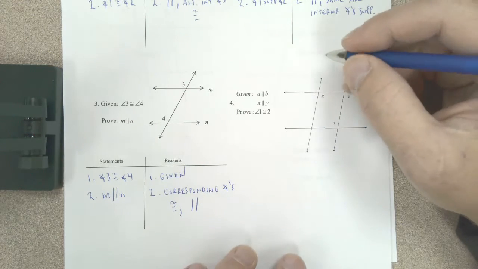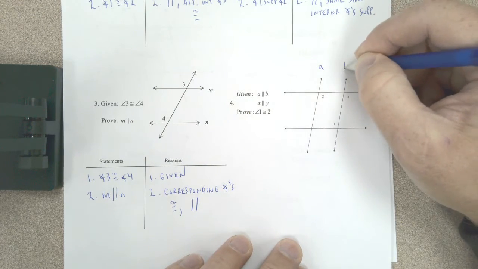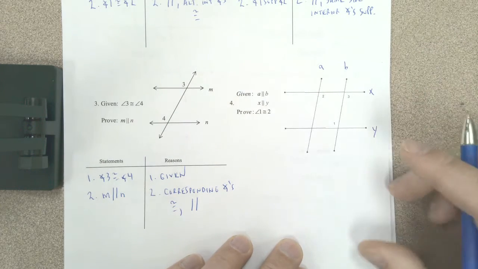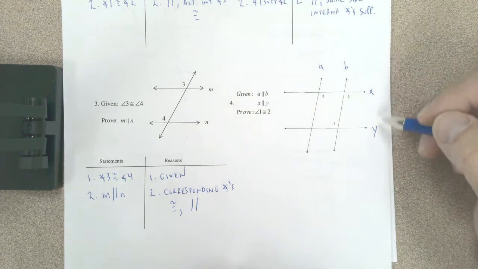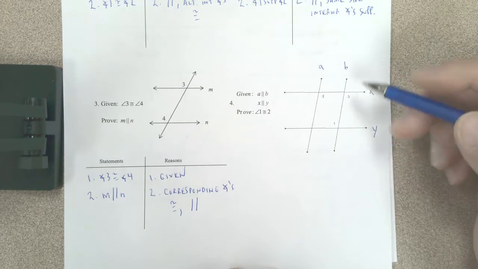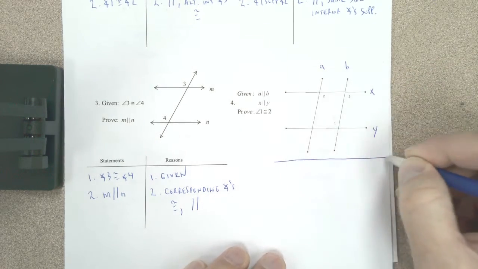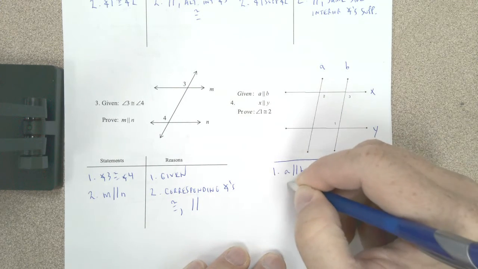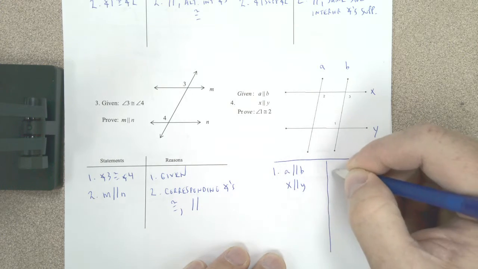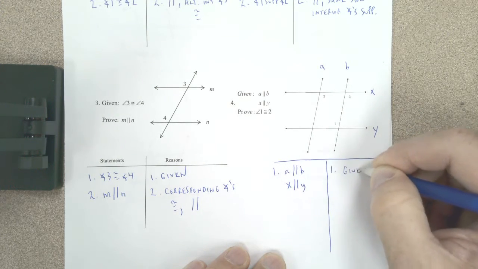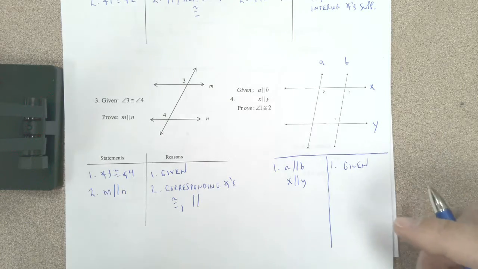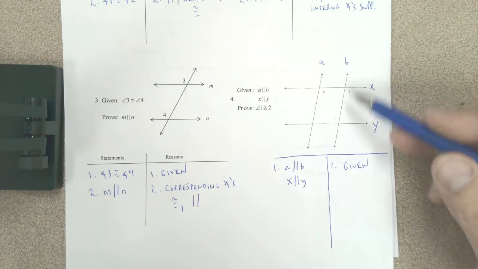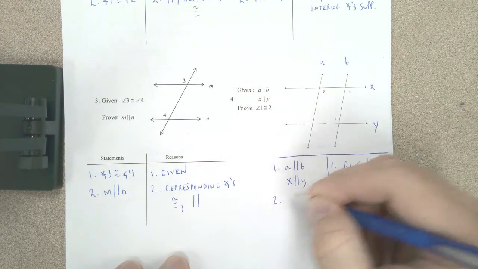Okay, number 4, now I realized, and I told you this in class, this one did not have the lines marked. So this time I'm going to mark the lines. If you marked them the other way, it really doesn't matter because both sets of lines are parallel in the given. So A is parallel to B and X is parallel to Y. That's the given. So it would matter in terms of your steps here, but as far as being able to prove it, you still would be able to prove it.